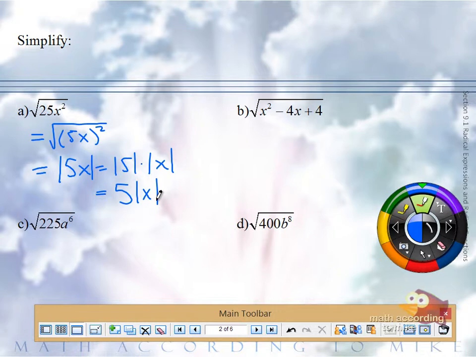How about b? Very good. So for b, again, you can't break up a radical into pieces. So we have to factor the radicand first. X squared minus 4x plus 4 factors as x minus 2 quantity squared. Since we have a variable involved, we get the absolute value of x minus 2.